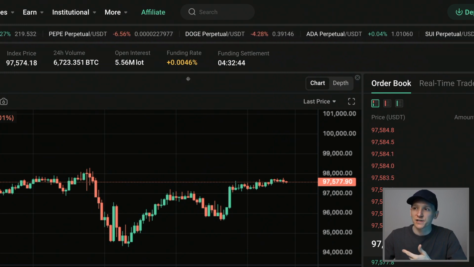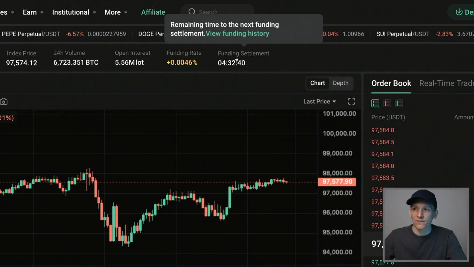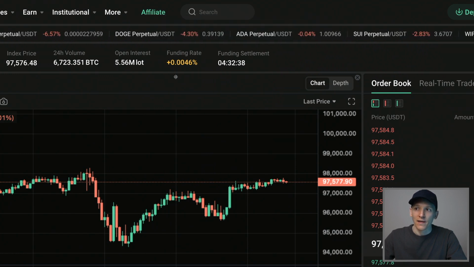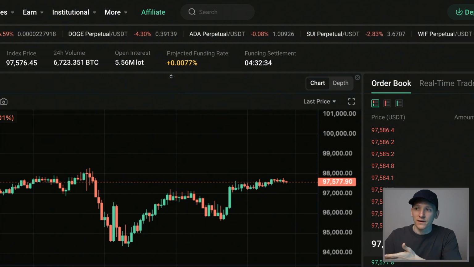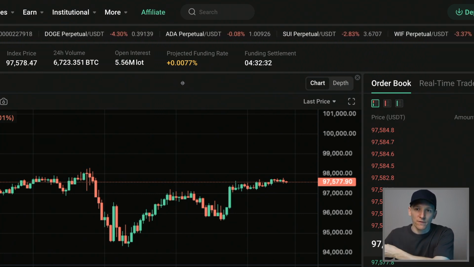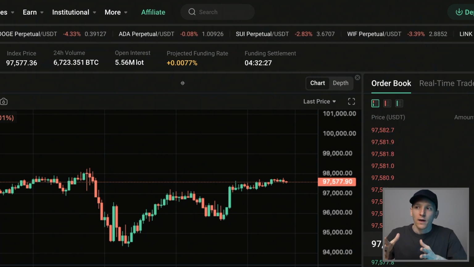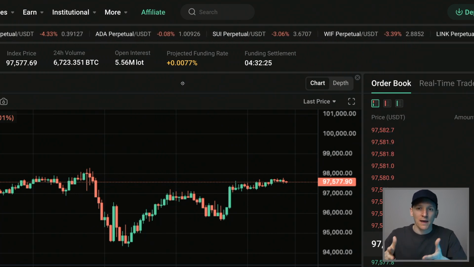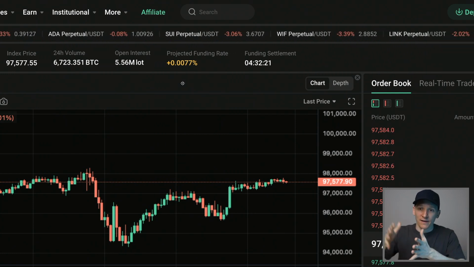I think it's exchanged every 8 hours or so. It changes depending on the platform, but you can see the next funding settlement is in 4 hours, and this will be exchanged. So this is done as a yearly APY, or you can see the next funding rate is 0.0077%. You can annualize that as an APY. Usually it comes out around 8-10% for Bitcoin, but during a bull market, it can go up to 20, 25, 30% as a yearly figure.